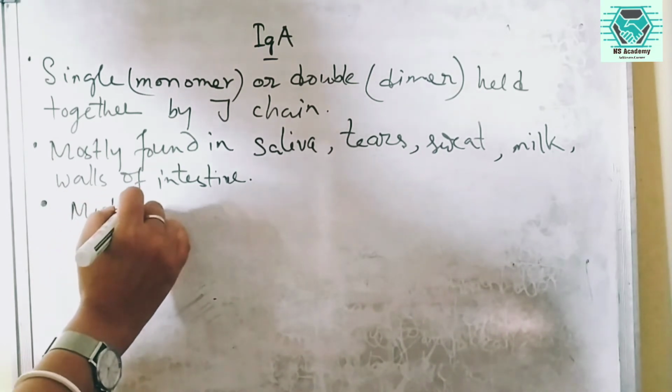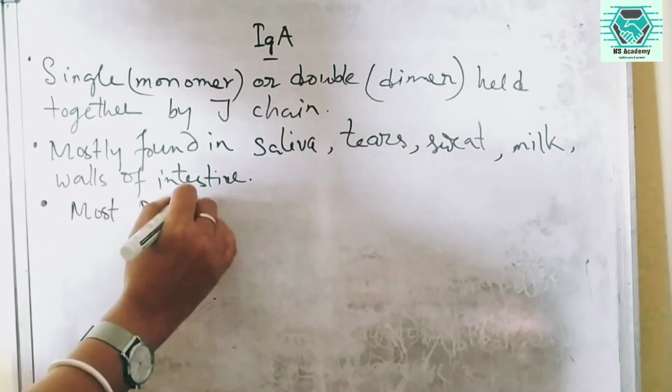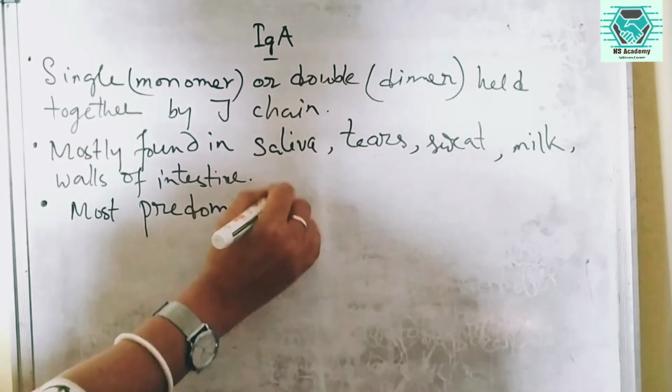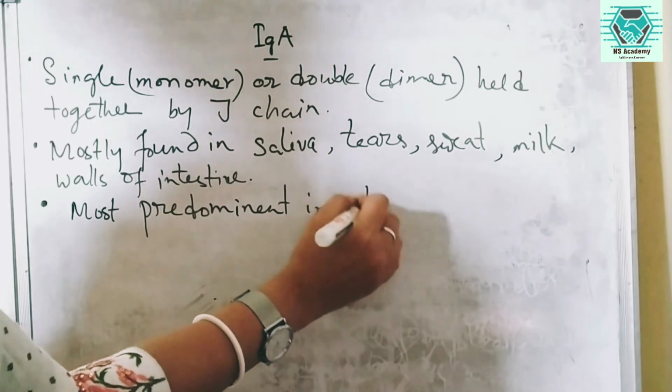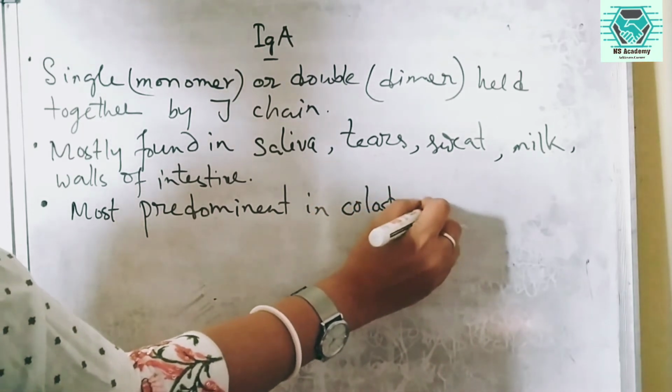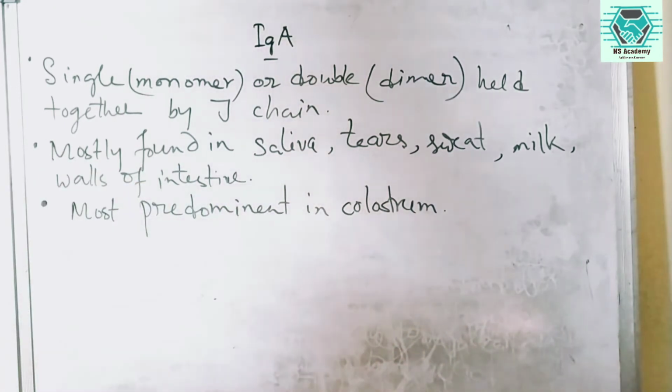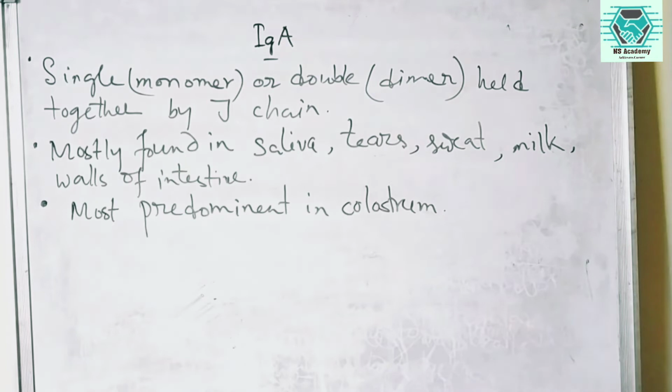What is colostrum? Colostrum is the first yellowish secretion from the mother's mammary glands after childbirth. Colostrum is rich in antibody IgA, and that's why it is very important for the newborn baby. IgA molecules bind with bacterial antigens present on the body surface and remove them. So IgA prevents foreign substances from entering the body cells.